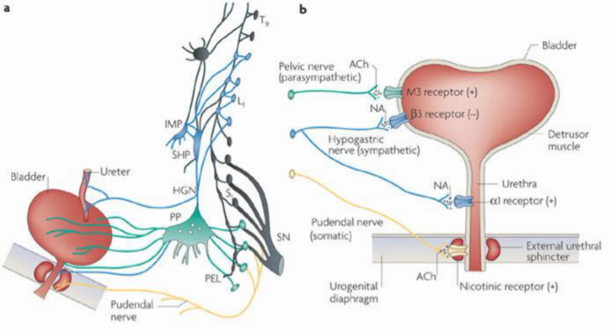This picture is showing the parasympathetic pelvic splanchnic nerves innervating the urethra and sympathetic hypogastric nerves innervating the urethra and somatic pudendal nerves innervating the urethra.